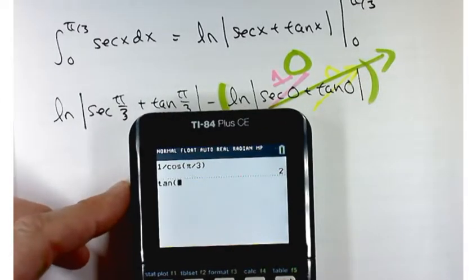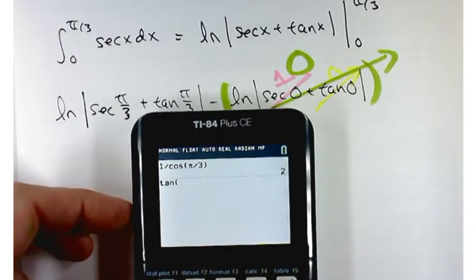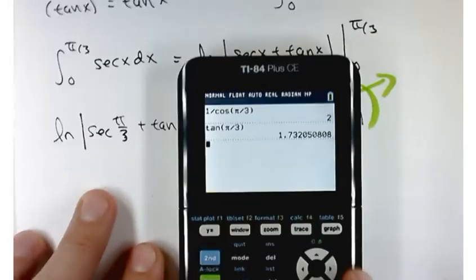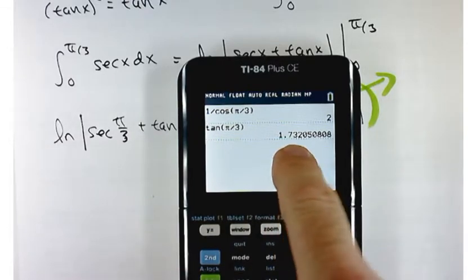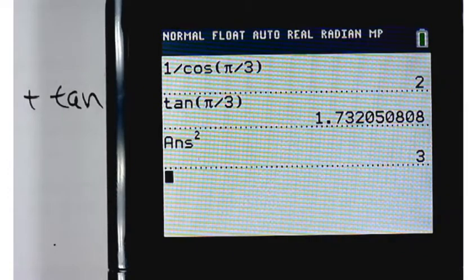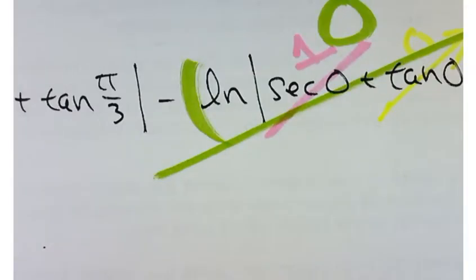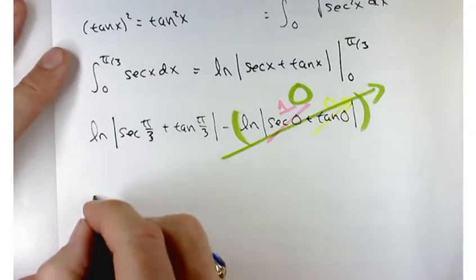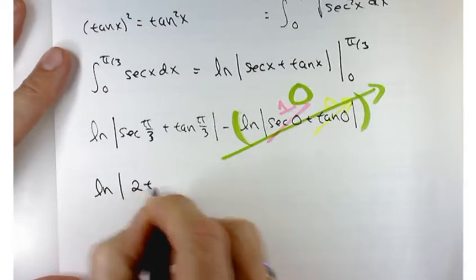What about tangent of pi over 3? Let me think here. Square root of 3? You might not recognize it, but one thing you can do to help yourself is hit the square button. That's 3, so I started out with the square root of 3. So what you end up with is the natural log of 2 plus the square root of 3.